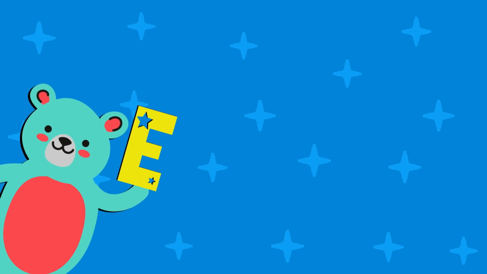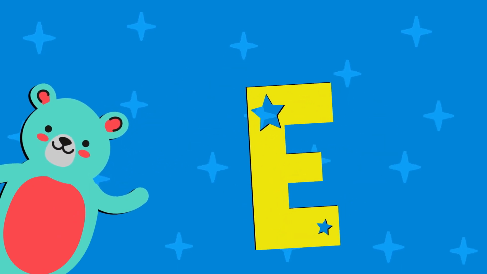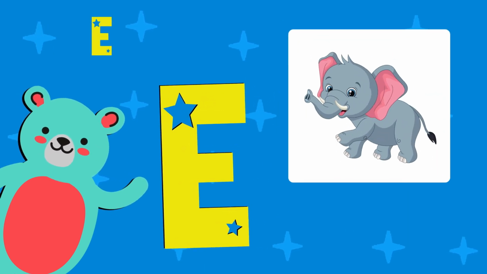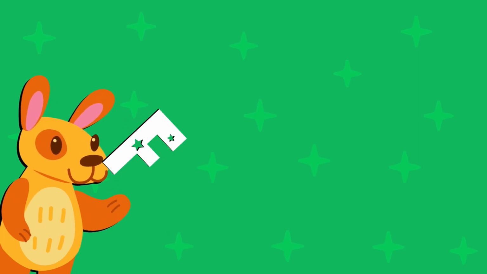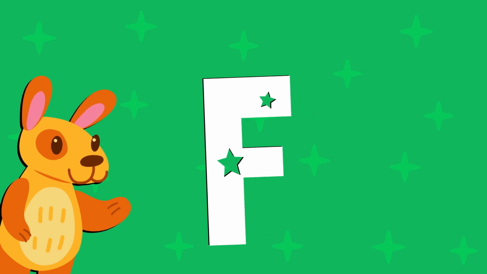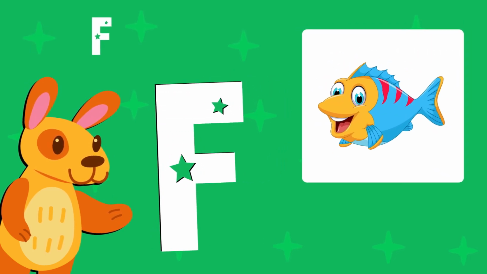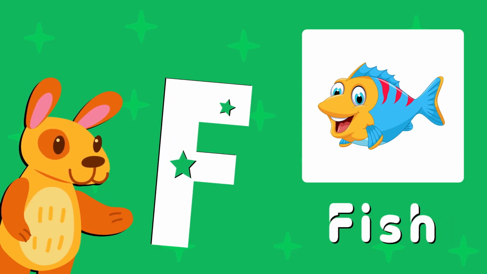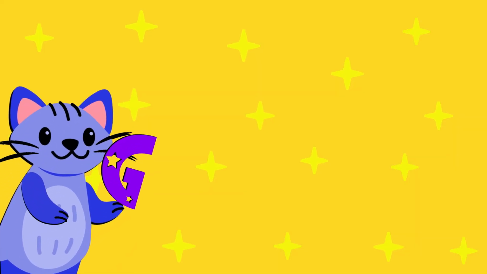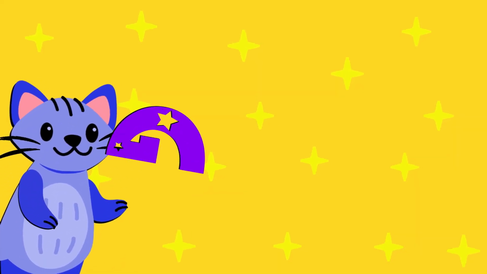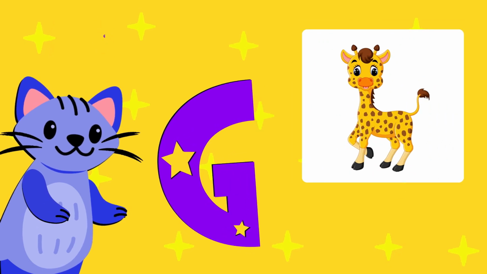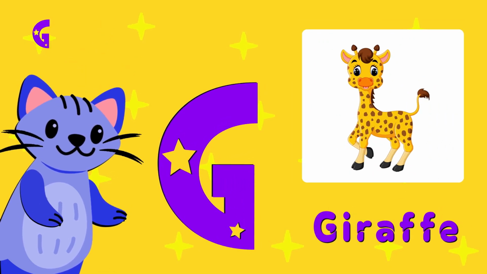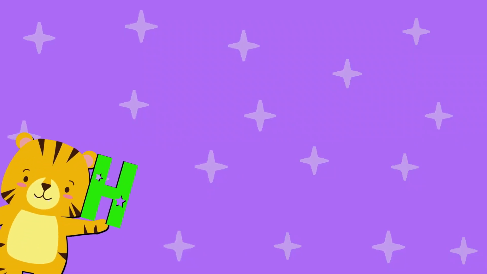E. Elephant. E is for elephant. F is for fish. G. Giraffe. G is for giraffe.